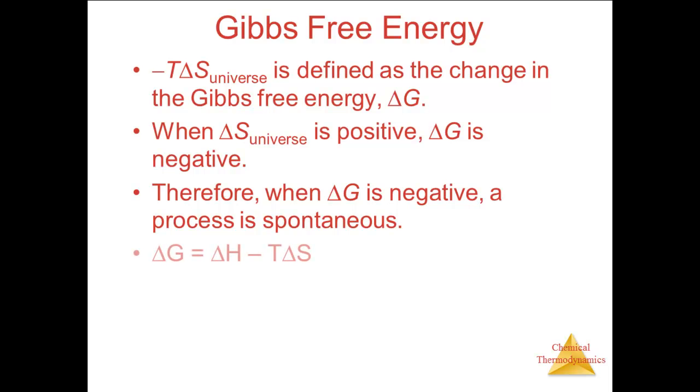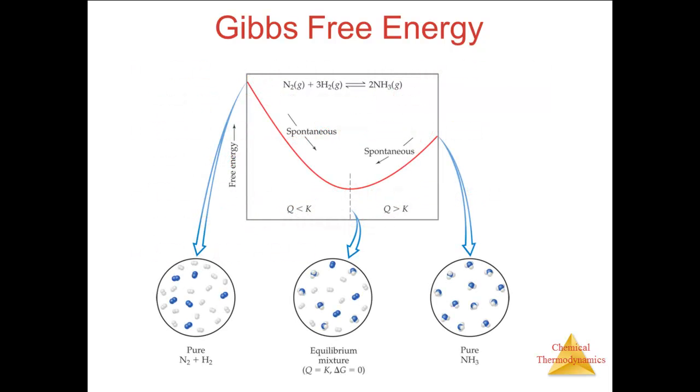The equation for finding the change in Gibbs free energy is delta G equals delta H minus T delta S. The sign of delta G tells us whether a particular process is spontaneous. For a chemical reaction, the value of delta G tells whether the reaction is spontaneous as it is written.